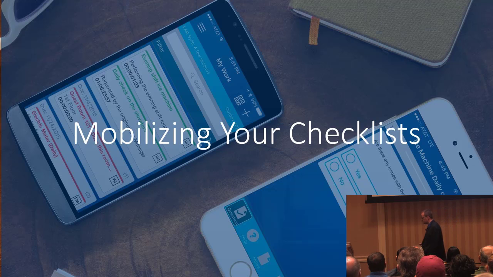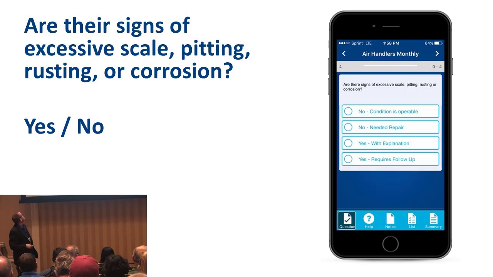Mobilizing your checklist can do lots of things like proof of presence with barcode scanning, lockout tag compliance, and those type of things. So as we talk about that, I'd literally take that first question. Are there signs of excessive pitting, rusting, or corrosion? Yes or no? Yes, no questions. How many people do most of your checklists are yes, no, or okay, true, false, those type of questions?